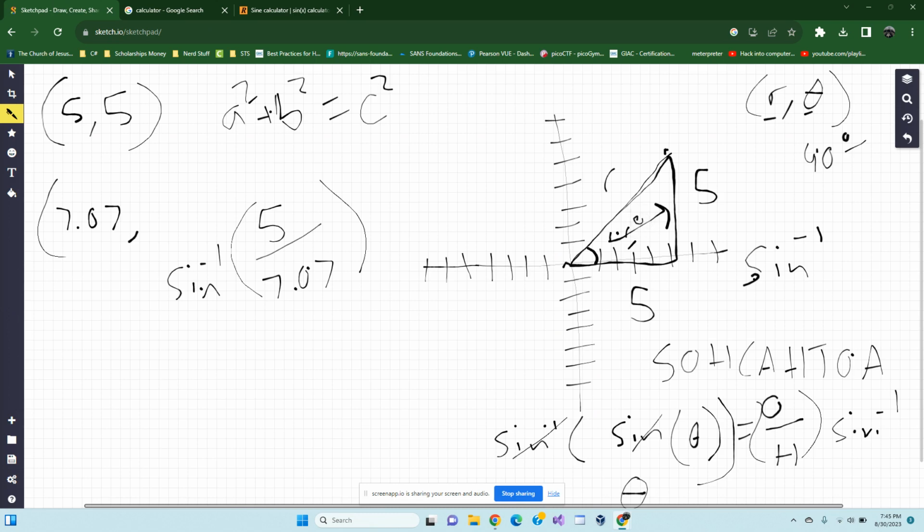And the reason it's not exactly 45 is because we rounded when doing the square root of a squared plus b squared equals c squared. So our angle would be 45 degrees. So that's how you convert from Cartesian to polar.